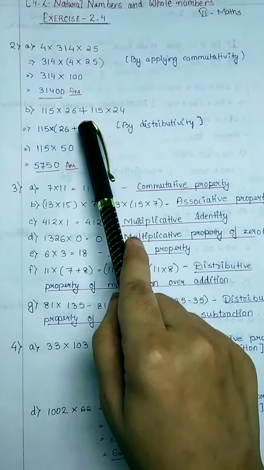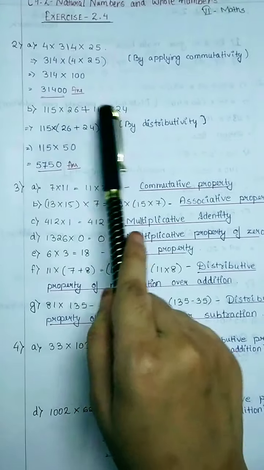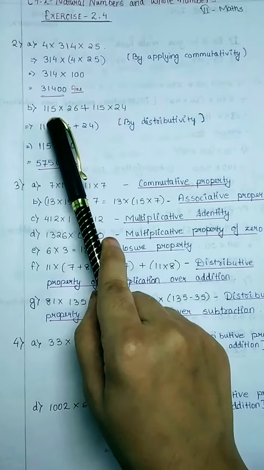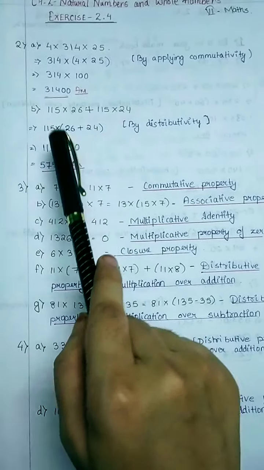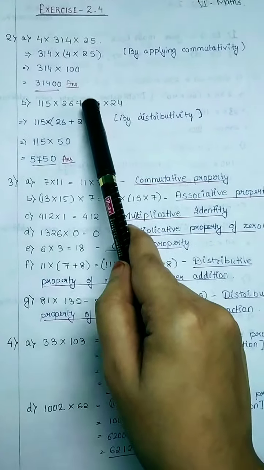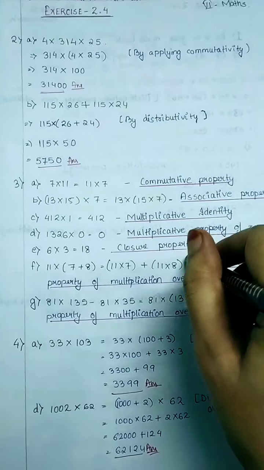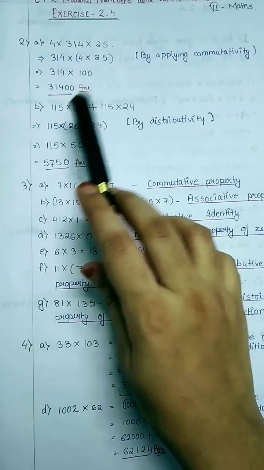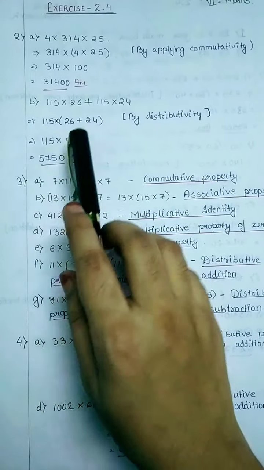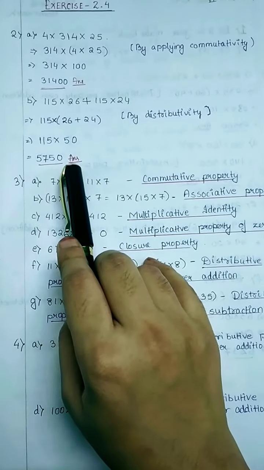Now question number B. Here 115 is multiplied to 26 plus 115 multiplied to 24. Here you can see 115 is multiplied to both the numbers, so you can take 115 common. Take it outside, and now add 26 plus 24 inside. This property, when the same number is multiplied with two different numbers, and there can be a sign of plus or a sign of minus, is known as distributive property. Because the same number is written twice, by applying distributivity you can write 26 plus 24 is equal to 50. So 115 multiply 50. The answer is 5,750.